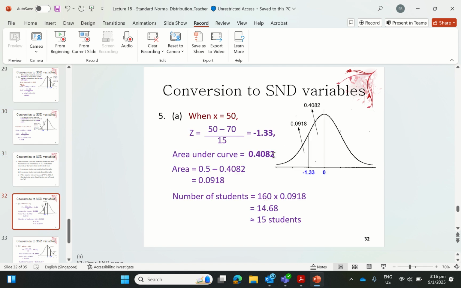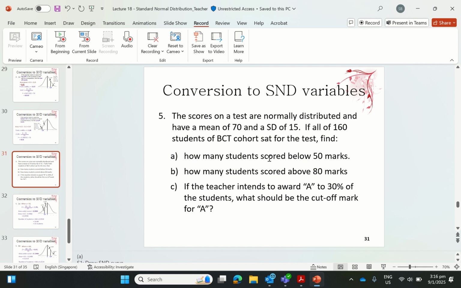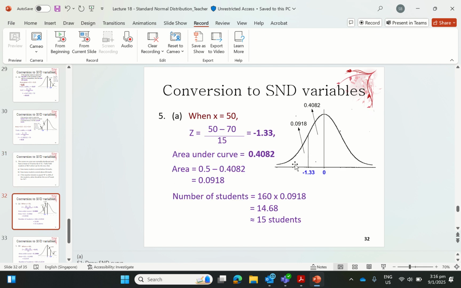So this one is the other one. Score below 50. Okay, so 50 is the point. You need to find the Z value first, and then you find the area. 0.4082 is the inside area, because I want to find below here, so I need to minus from 0.5 to get this. So this is my area, or the percent, 0.0918. But I want to find the number of students. So the area, 0.0918, times 160 students. This is the total, so it's about 15 students.